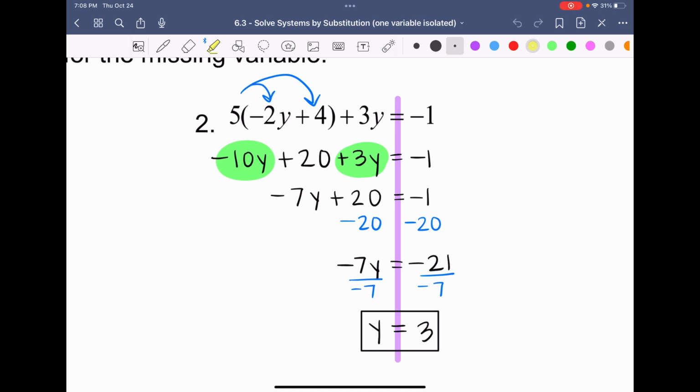The second example on the notes also involves the distributive property. This one starts using the distributive property. So positive 5 times negative 2y gives you negative 10y. And then positive 5 times positive 4 gives you positive 20. In the second step on this equation, you can combine the negative 10y with the positive 3y. That gives us negative 7y. And then we'll finish this equation by subtracting the 20 from both sides and dividing both sides by negative 7. And so for this one, we get y equals positive 3.